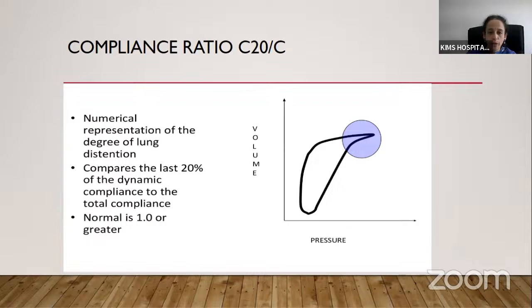So when there is beaking, there will be a decrease in the C20 by C ratio. What is the C20 by C ratio? That is the compliance in the last 20% of the inspiratory time. Ideally it should be 1. But if it is less than 0.8, then that means we are giving more pressure to the lung with very little difference in the volume. So this compares the last 20% of the dynamic compliance to the total compliance. This should be nearer to 1 or more than 1. If it is less than 0.8, then we should decrease the PIP.